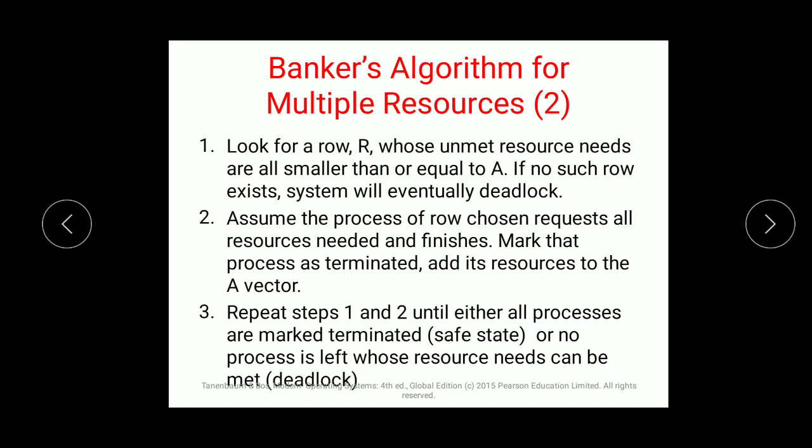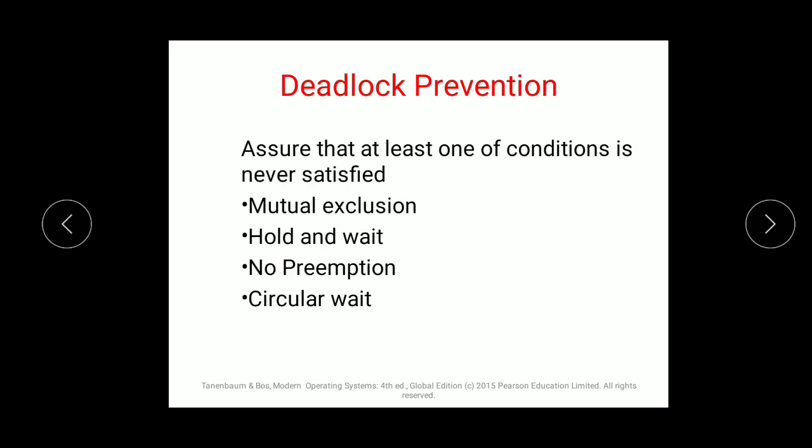The process which gets completed, mark it as terminated so that it does not create confusion, and add its resources to the A vector. Repeat steps 1 and 2 until either all processes are marked terminated, that is a safe state, or no processes are left whose resource needs can be met, which means deadlock. So separate the safe state processes' resources as well as the deadlock condition processes.